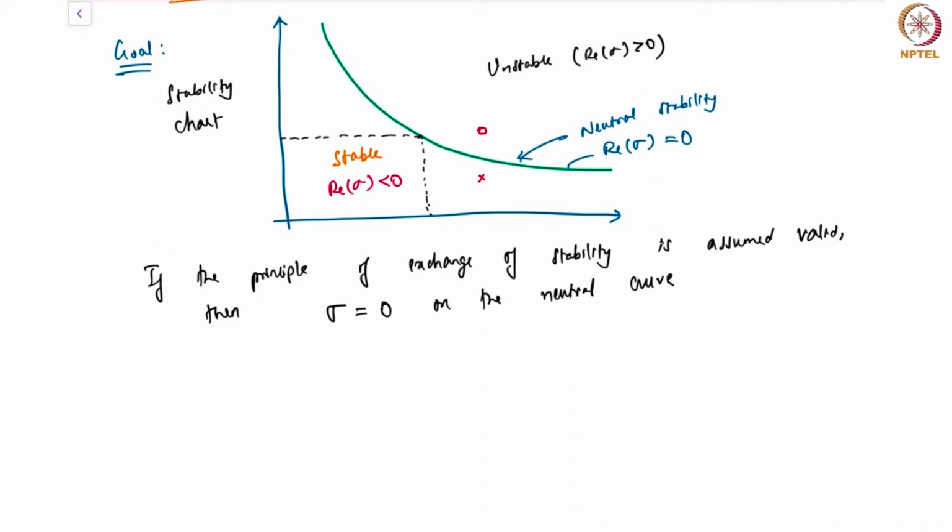When the principle of exchange of stability is said to be valid, then one is also saying that there are no oscillatory modes on this neutral boundary. So the principle of exchange of stability excludes oscillatory modes on the neutral curve.